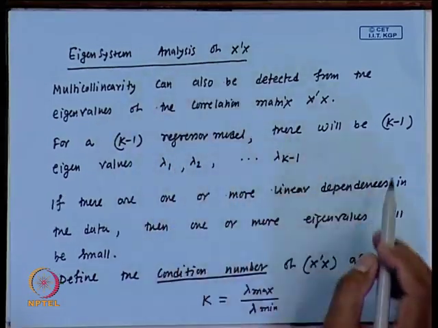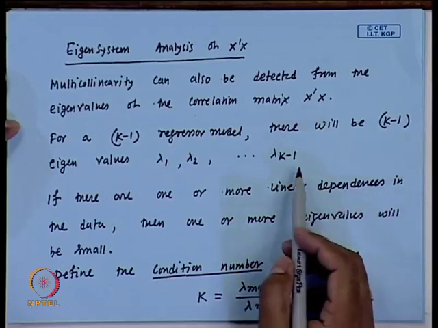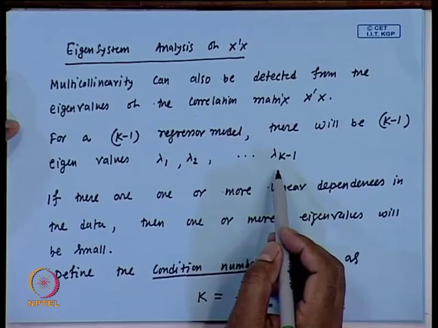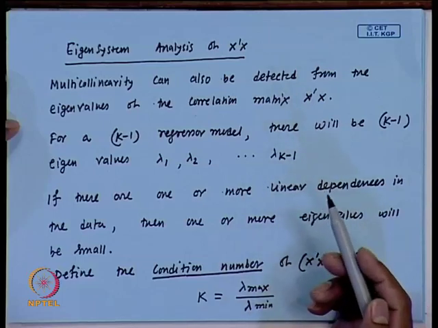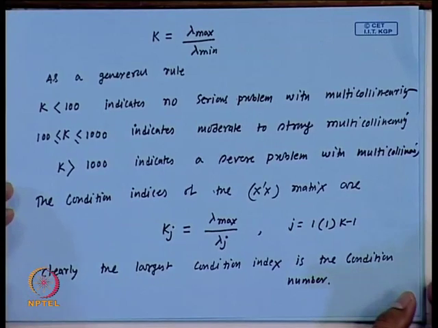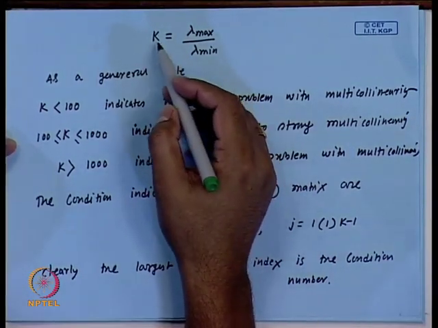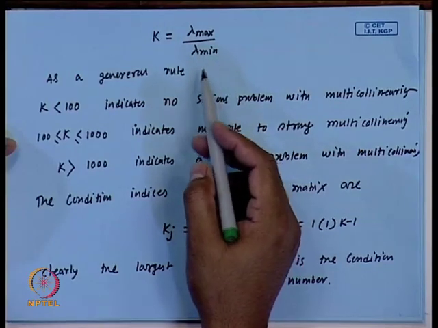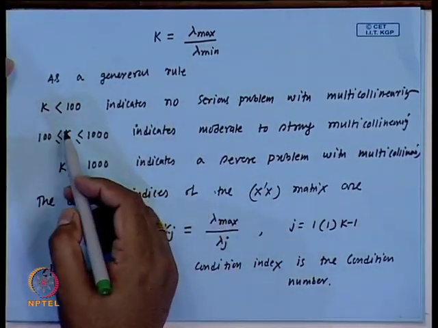Well, what we do here is that we first compute the k minus 1 eigenvalues of the X prime X matrix, and then we compute the condition number, denoted by k, equal to lambda max by lambda minimum, and the larger value of k indicates the severe problem with multicollinearity. As a general rule, this is what we talked about in the last class.